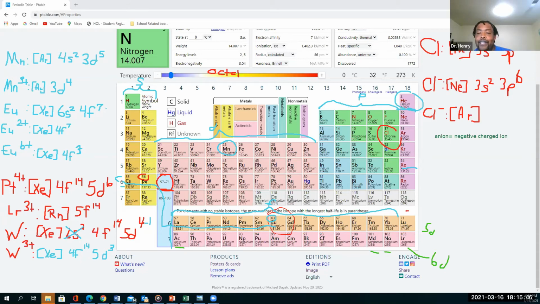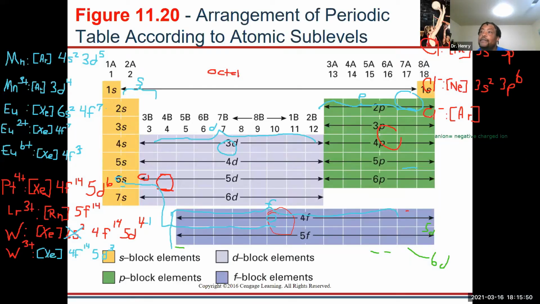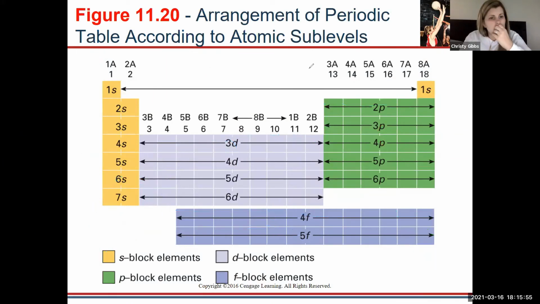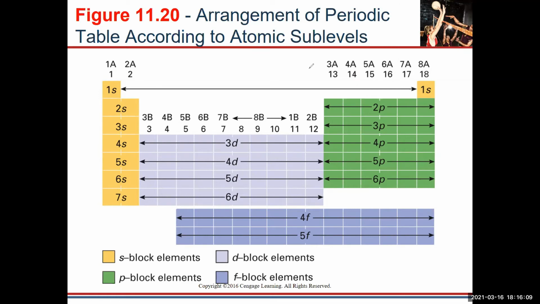When you're in doubt, there's also this table here. Do you have that somewhere on the modules? Yes, it's in the chapter 11 notes. Okay, cool. Thank you. And you guys can print that out. Piece of cake? Okay, cool.